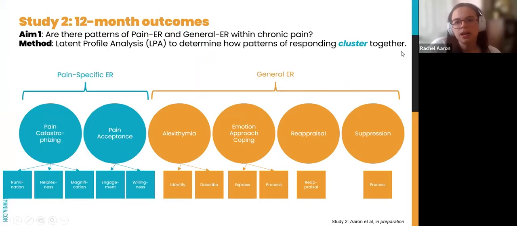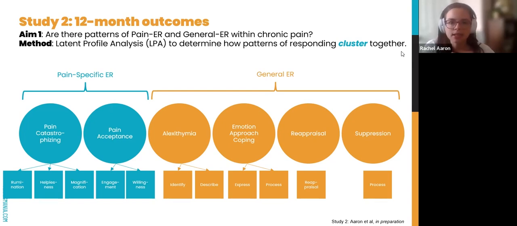Okay, so study 2, here we're looking at 12-month outcomes. This study was driven by a desire to understand how these different strategies cluster together. I've suspected for a while that people who have greater pain catastrophizing probably also catastrophize in other areas. So I thought once we put all of these things together and see what different profiles of emotion regulation look like, we might see that people who have high pain catastrophizing also have lower reappraisal as a general emotion regulation strategy. And I thought people who are better at pain acceptance are also probably better at emotional approach coping. So I wanted to see how different levels of pain-specific and general emotion regulation cluster together.